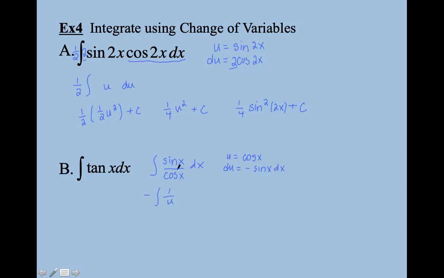All right, there's my 1 over cosine. And this whole sine x dx, remember, I've already taken care of the negative. I brought it outside. That's my du. When I have 1 over u, that's an ln. So I have a negative ln of the absolute value of u plus c. Last step is to substitute back for my u. So I have the absolute value of cosine of x plus c.